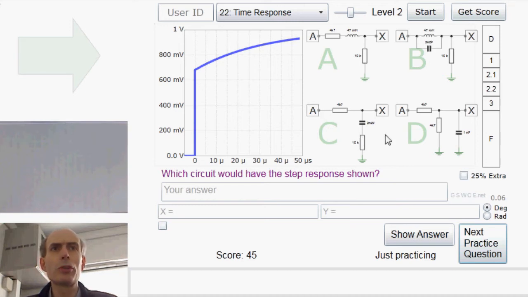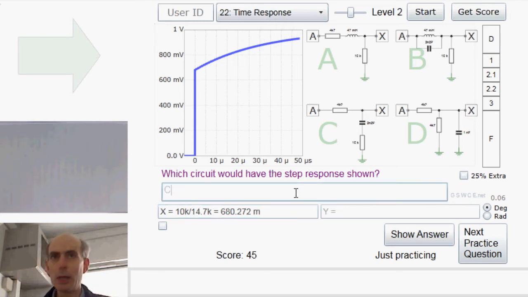At time t equals 0, the capacitor is a short circuit. We've just got a potential divider with 4K7 at the top and 10K at the bottom. So we would expect the voltage at X to shoot up to 10K divided by 14.7K, which would be 680 milli, which is exactly what it does. And after that, as the capacitor charges up, the voltage on X will start to slowly increase, which is the shape that we're seeing. So the answer must be C.